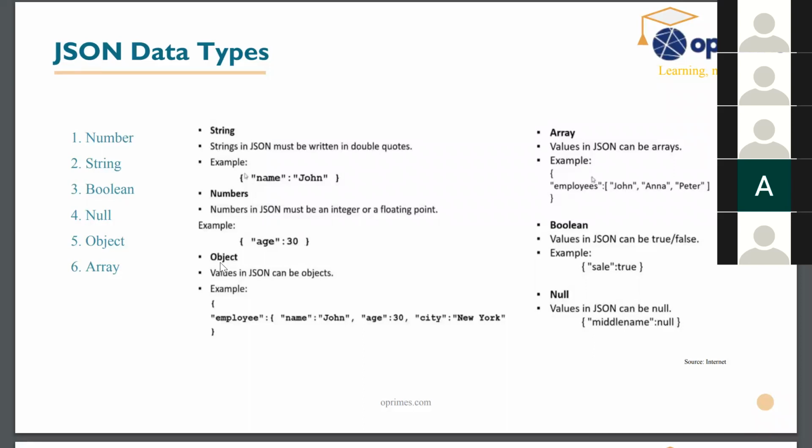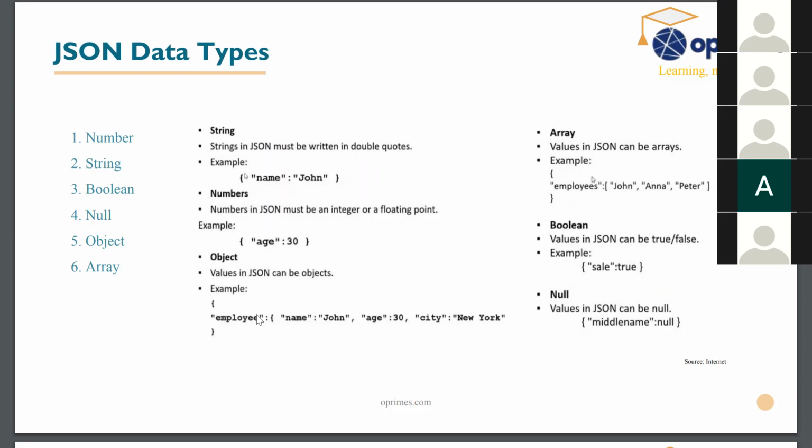Okay, next is objects. The values in JSON can also be objects. An object is nothing but a collection of key and value pairs, as I mentioned earlier. We can mention an object inside JSON also. Here we are mentioning key and value format inside one of the objects.